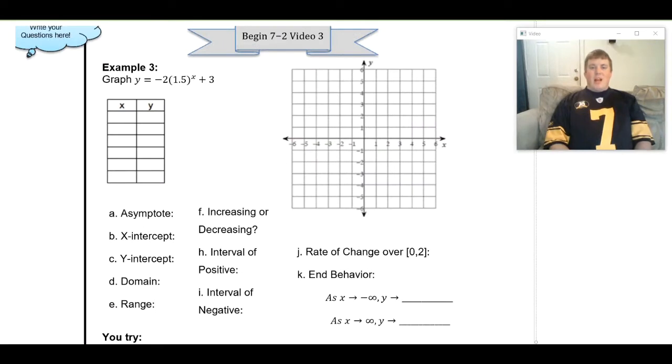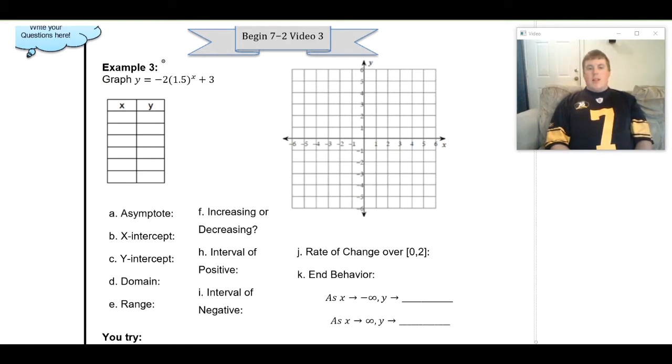Welcome to our third and final video for the 7-2 video series. In this example, we are going to look at graphing an exponential that has undergone a few more transformations than the graphs we've looked at in the first two examples. So we're going to look at y equals -2 times 1.5 raised to the x power plus 3. You can see we have a few different transformations that have been placed upon this exponential function.